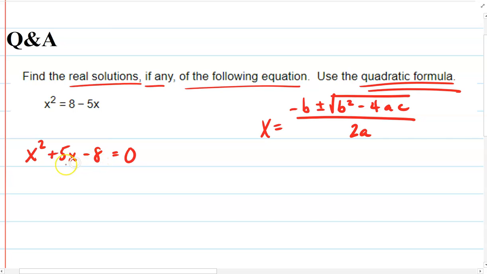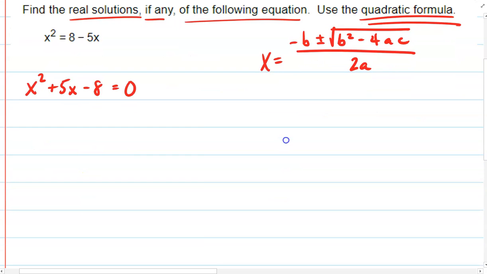I was hesitant here because for a moment I thought maybe we can solve this by factoring, and the factoring technique would be an appropriate solution method if this was possible, but since this is a standard trinomial, I would need to find two numbers that multiply to make 8 that add or subtract to make 5, and that doesn't happen. So definitely the quadratic formula is the way to go.